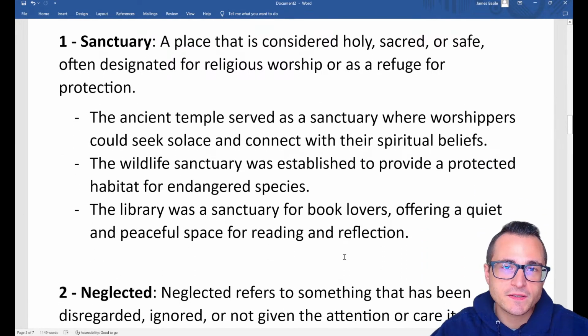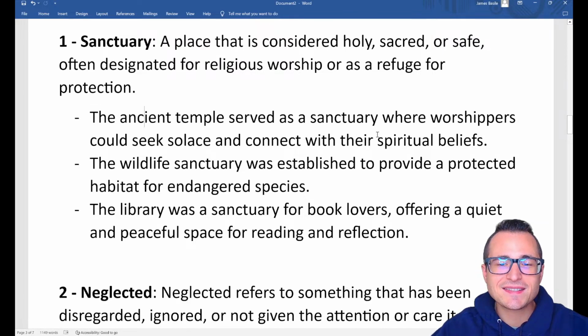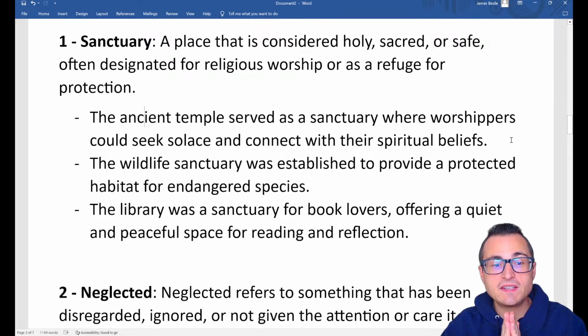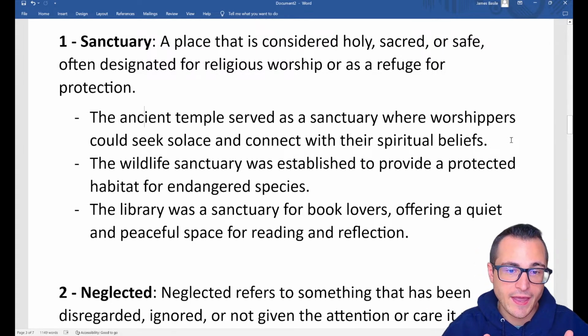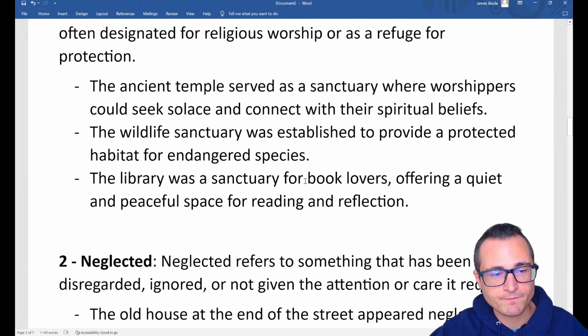The example sentences with sanctuary. Ready? The first one. The ancient temple served as a sanctuary where worshipers could seek solace and connect with their spiritual beliefs. Another sentence for sanctuary.